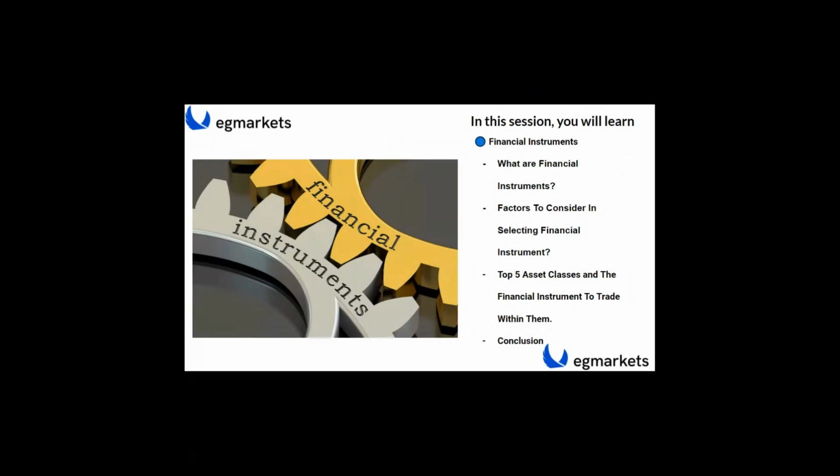The first question is, what is a financial instrument? I'd like to get everybody's thoughts and suggestions on this. What is a financial instrument to you? What do you understand by financial instruments?